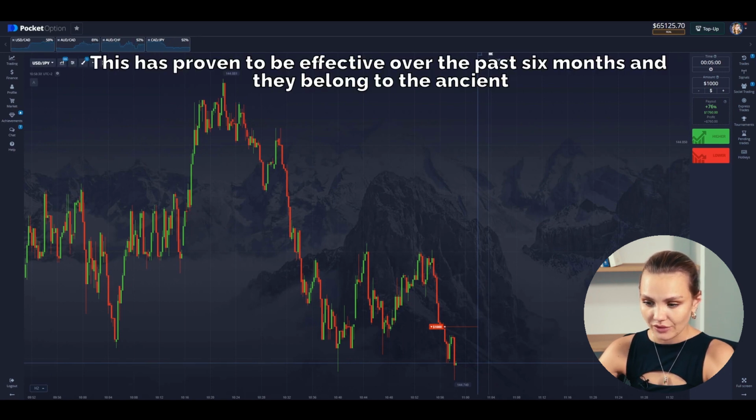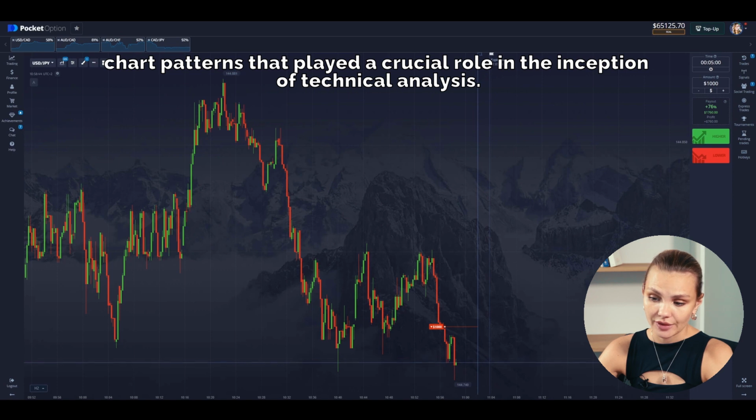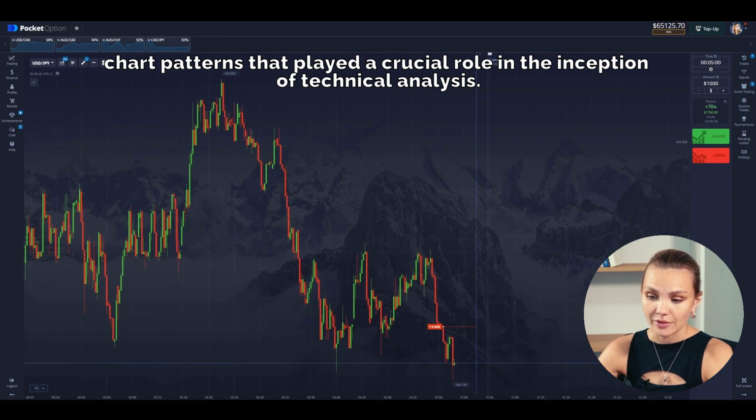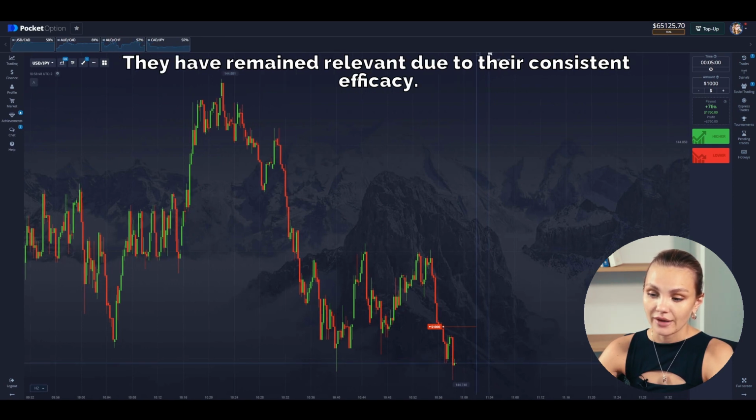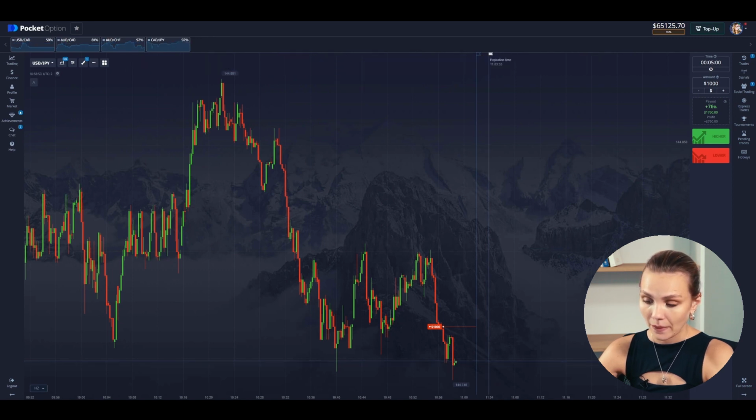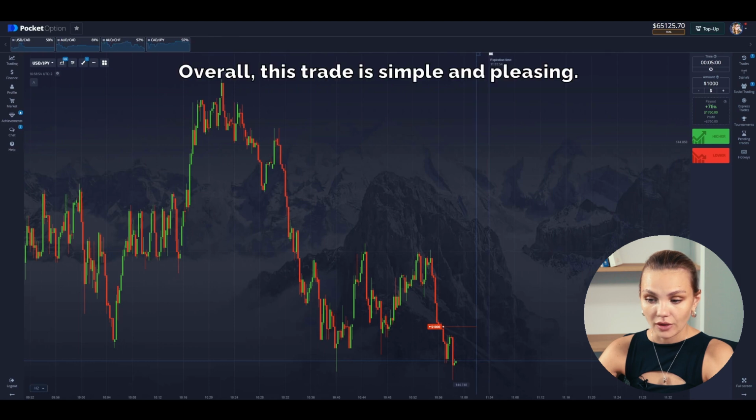Flags have proven to be effective over the past 6 months, and they belong to the ancient chart patterns that played a crucial role in the inception of technical analysis. They have remained relevant due to their consistent efficacy. Overall, this trade is simple and pleasing.